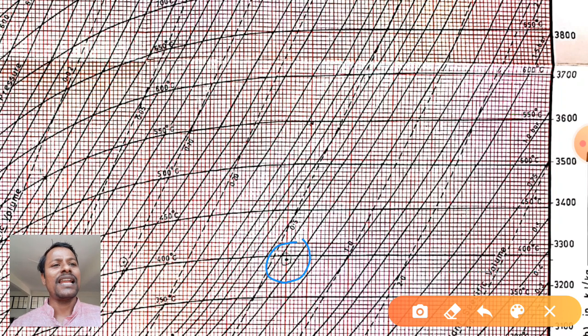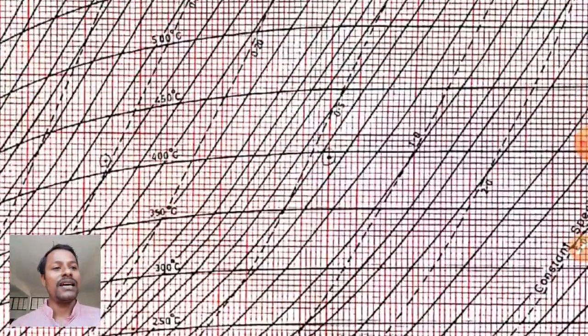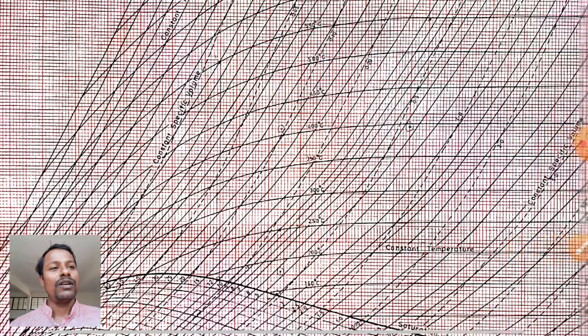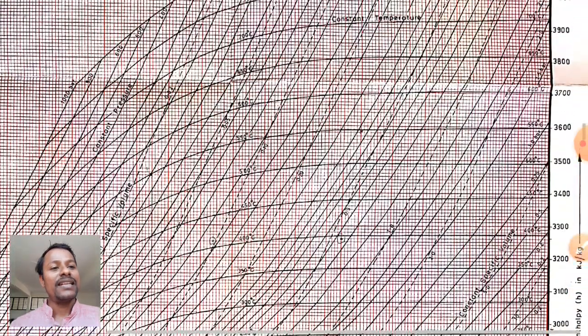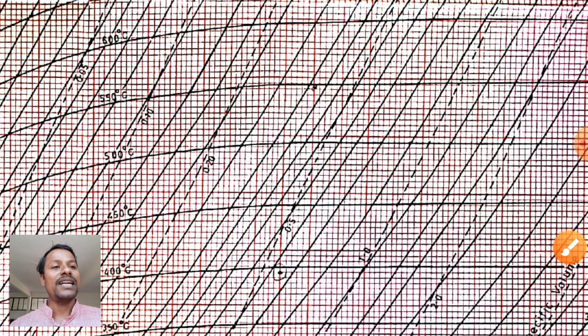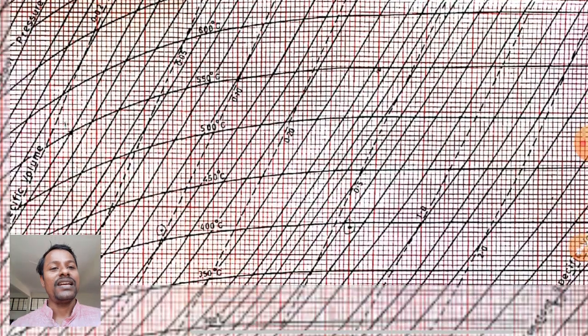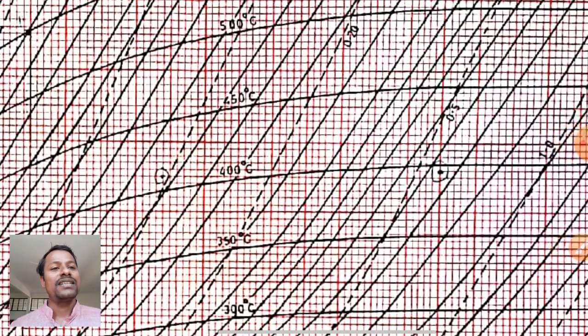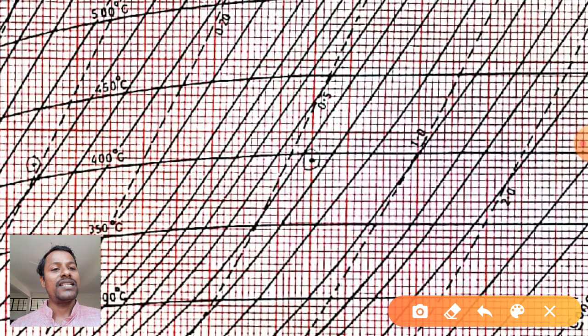This is the vertical line that we had already marked. From this state point 2, we need to draw a horizontal line to get the value of H2. After that, I need to move along this line in the upward direction till it cuts the 395 degrees Celsius temperature line, so that I am able to get state point 3 here. From state point 3, I will be able to get the H3 value.